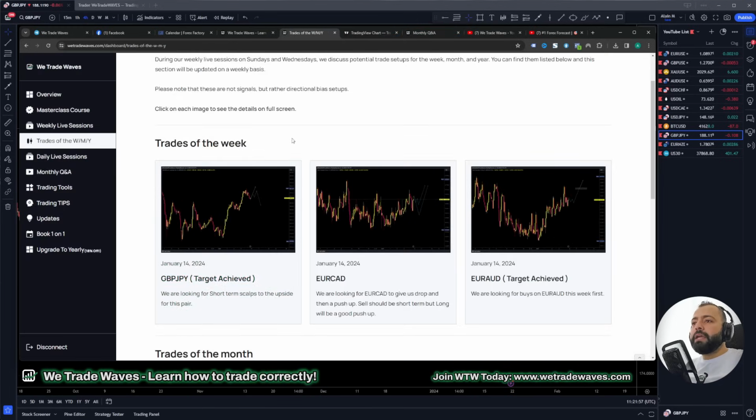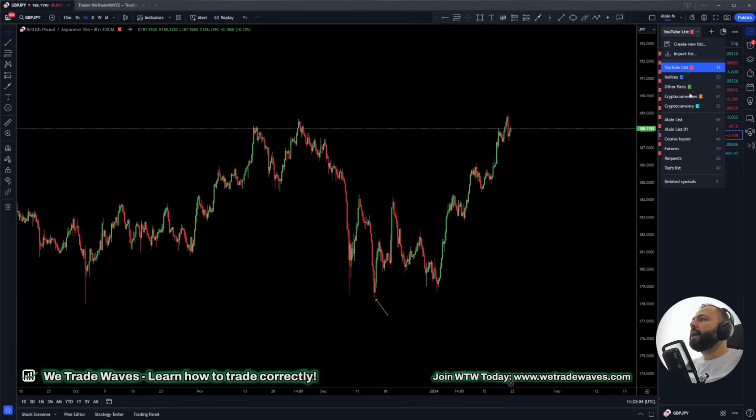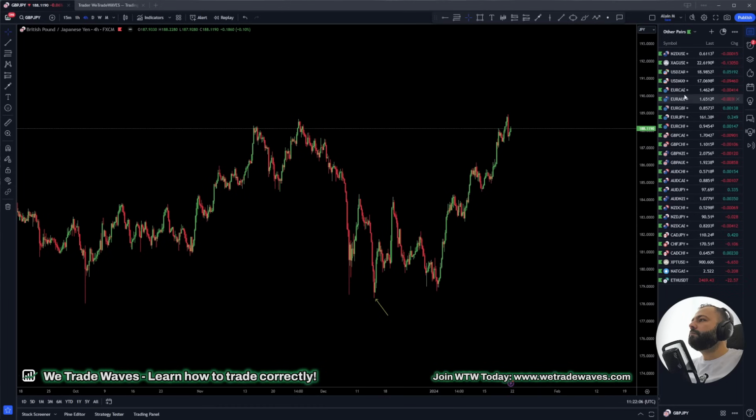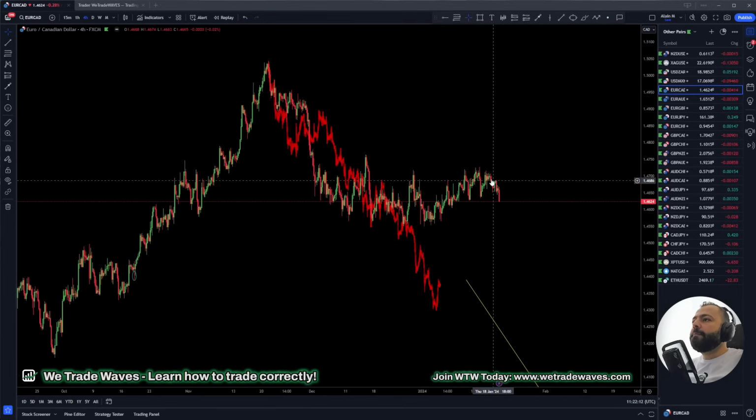The next trade of the week was EURCAD. It's not actually hitting the target yet. If we go to EURCAD here, look at this one. Market is still in the, I would say, structure making phase, because we've got this trap. Now the next move will be to the upside. We are still biased to the upside for this one.